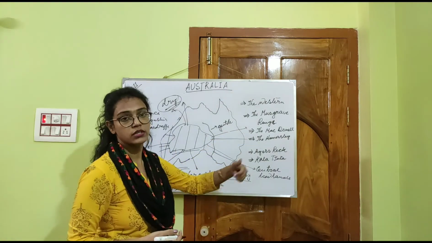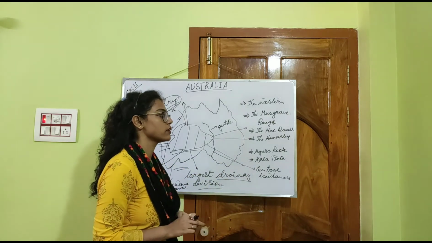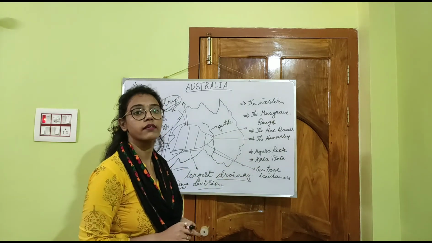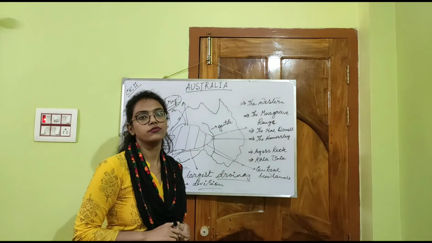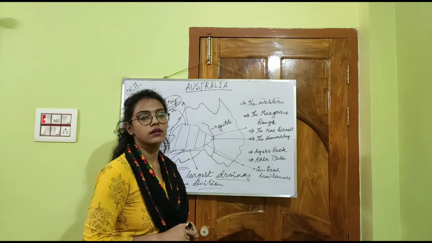So which are the ranges? First are the Musgrave, McDonald and Hammersley. These are the ranges, and the Bruce, Augustus and Woodruff are the peaks of this Western Plateau.